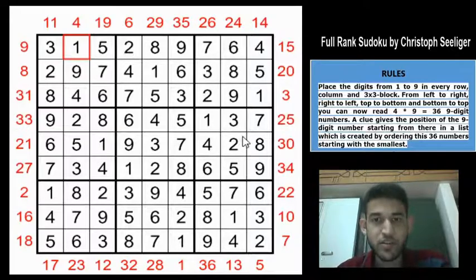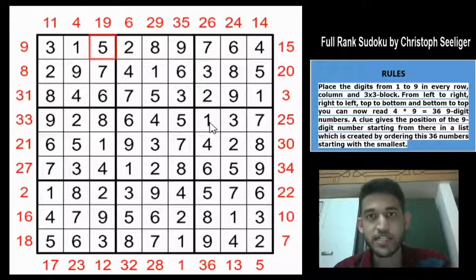So you see that I have numbered all the outside clues from 1 to 36. So basically what you have to do is, when you read the numbers inside the grid from left to right, right to left, top to bottom or bottom to top, you will have totally 36 9-digit numbers. Now what do you do with those 36 9-digit numbers?